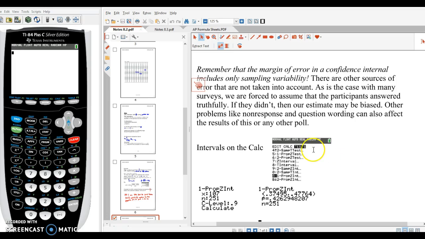Do keep in mind, this was a caution that the book gives, that the margin of error only includes sampling variability. That's the idea that each time I take a new sample, I will get a different result. It does not accommodate for or eliminate other sources of bias. So if the data were incorrectly calculated or incorrectly gathered, for instance, in convenience and voluntary response samples, it would not help in getting rid of those biases.